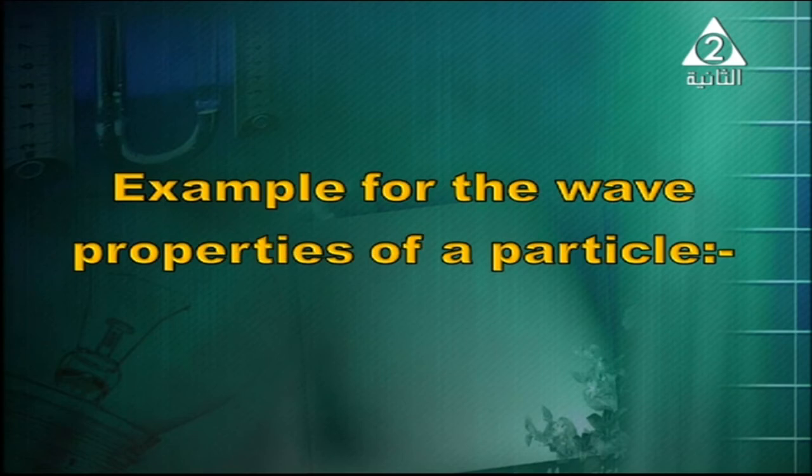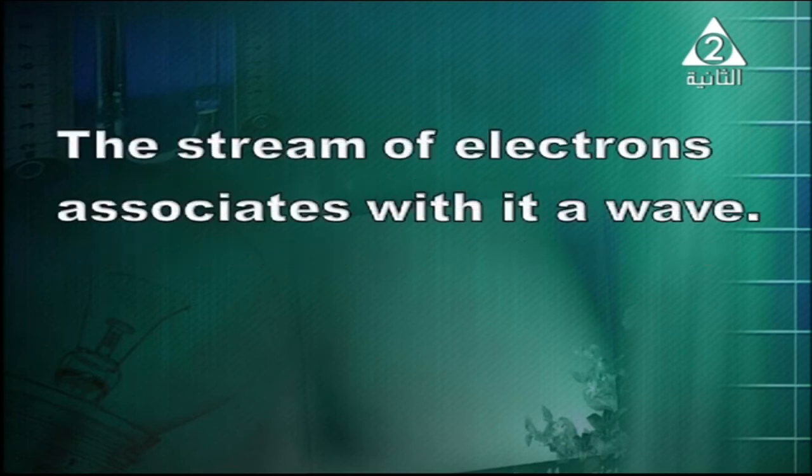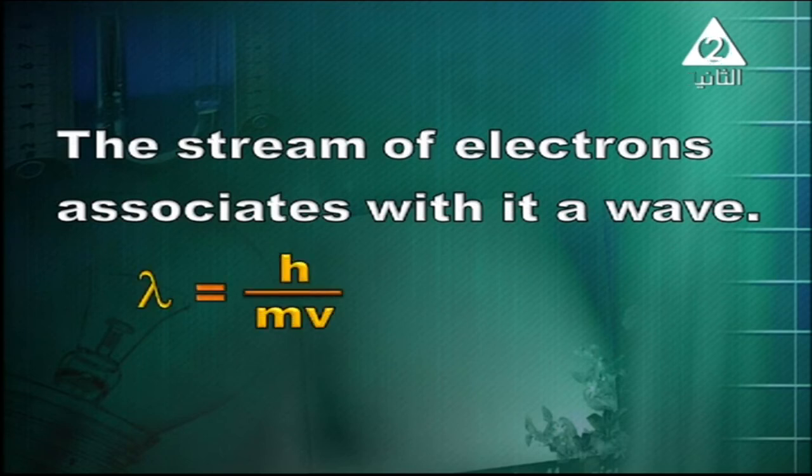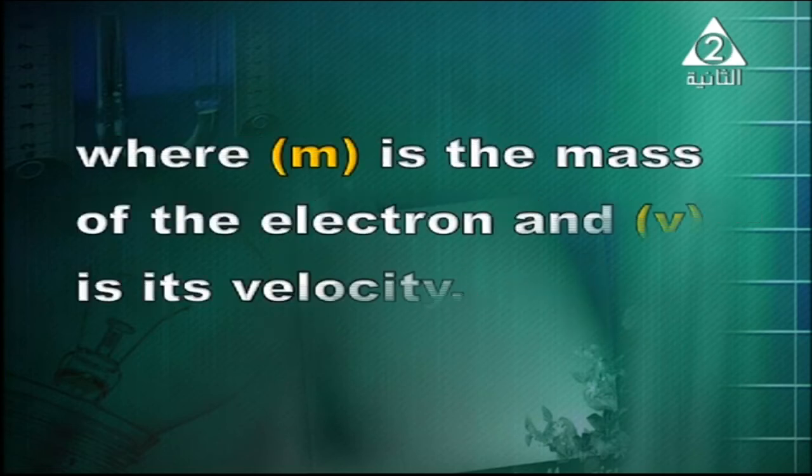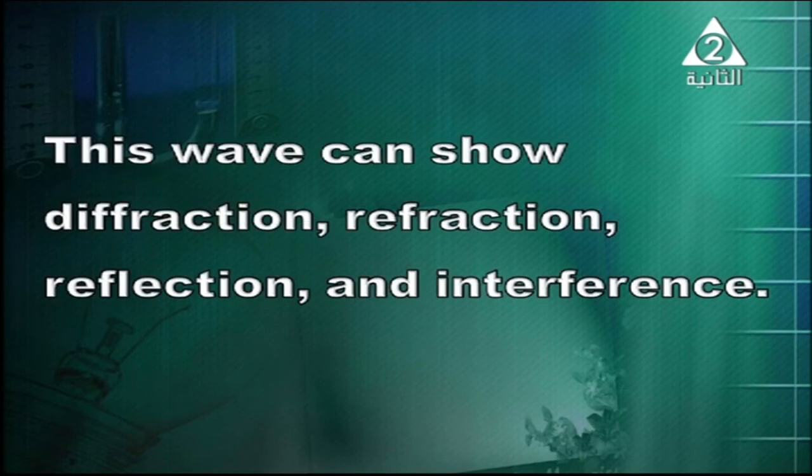Example for the wave properties of a particle: the stream of electrons associates with it a wave. The wavelength of this wave is determined from the expression lambda equals h over mv, lambda equals h over pl, where m is the mass of the electron and v is its velocity. This wave can show diffraction, refraction, reflection, and interference.